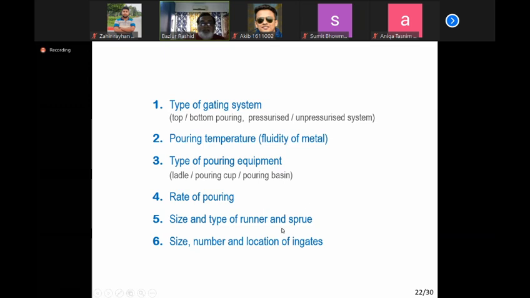Size and type of the runner. In fact, this will control the whole gating system. We will design the gating system based on a particular pouring rate. Size and type of the runner and sprue, size, number, and location of inlet. So while designing, we will firstly consider this thing, then we will design this one and these two based on this four.